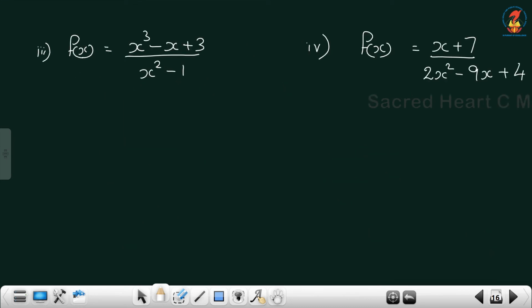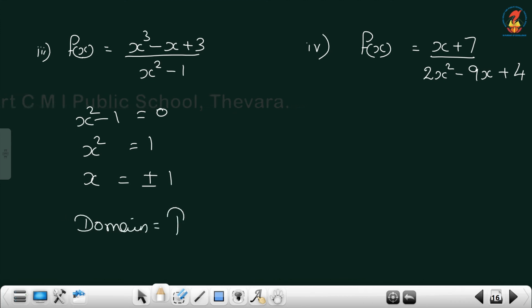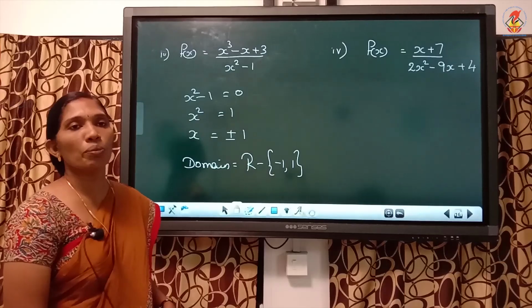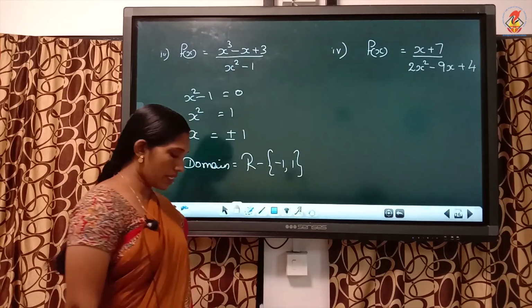Now look at the next one. Again a rational function. Domain means the denominator. Put the denominator 0 first. So x square becomes 1, x is equal to plus or minus 1. So domain is equal to R minus the set {minus 1, 1}. When x is equal to 1 or when x is equal to minus 1, the denominator is 0. That you have to delete from the set of real numbers.